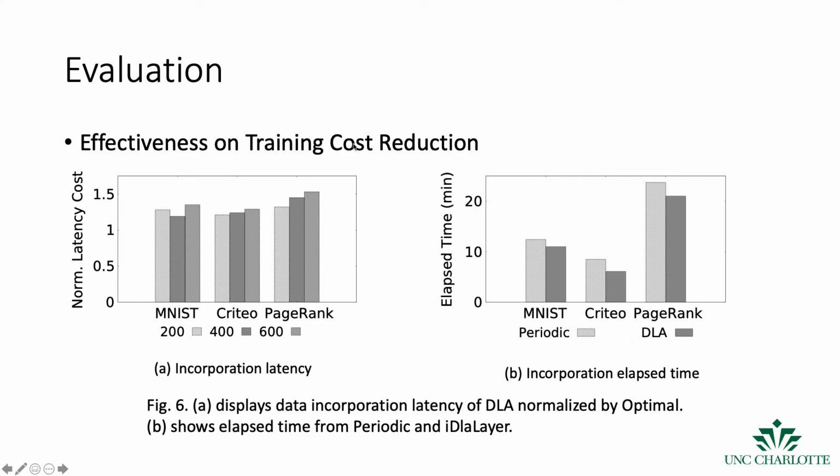This is the effectiveness on training cost reduction. In this one, we just do a simulation over 200, 400, and 600 data samples randomly selected from the datasets. From the figure, we can see that with more data incorporated, the cost also becomes higher, which is in line with the linear relationship between data size and training time cost.